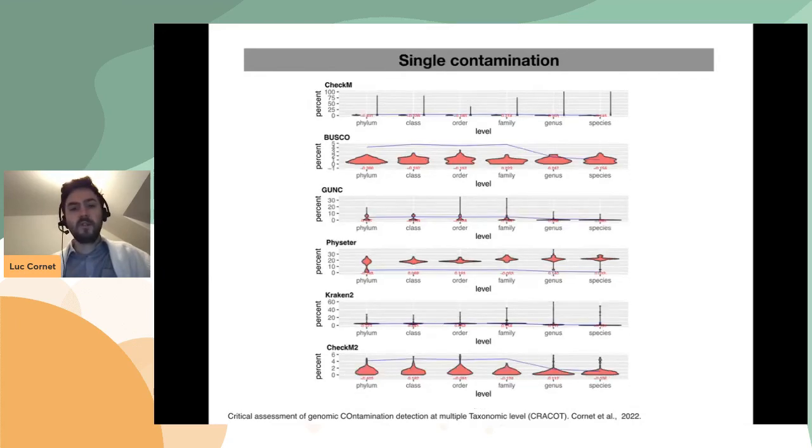The result is the same for single contamination, which is largely over-detected by the tools, with the exception of Physeter, which is still in over-detection. And again, CRACOT is the only tool to fit well to the simulation.